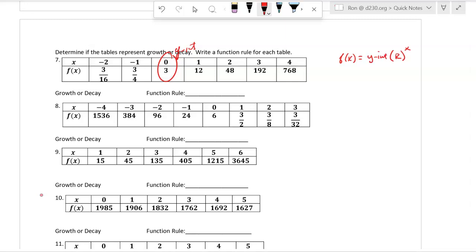So I notice I'm going up here. From 3 to 12, I multiply by 4. 12 to 48, multiply by 4. So right away I know my y-intercept is 3. So my a value is 3. So f of x equals 3 times my common ratio here, multiplying by 4 each time, and I'm going to raise it to the x power. And I'm able to do that because I started with the 0 value, and we said that this was growth.